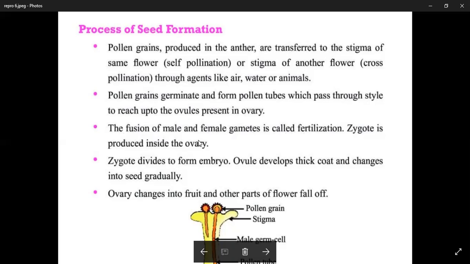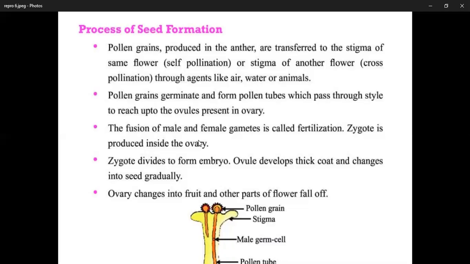So the pollen tube contains two male gametes. One male gamete is fused with the egg cell to form the zygote, and one male gamete is fused with the secondary nucleus, the polar nuclei, to form the endosperm. And endosperm is the reserve food material for the development of the embryo inside the ovule or seed.